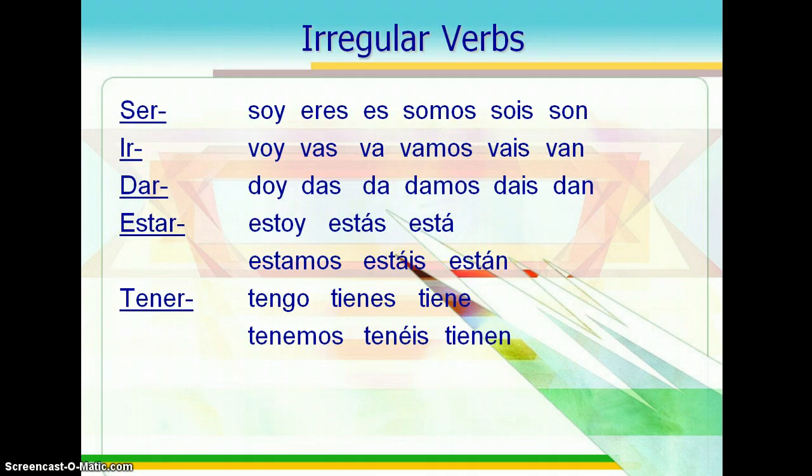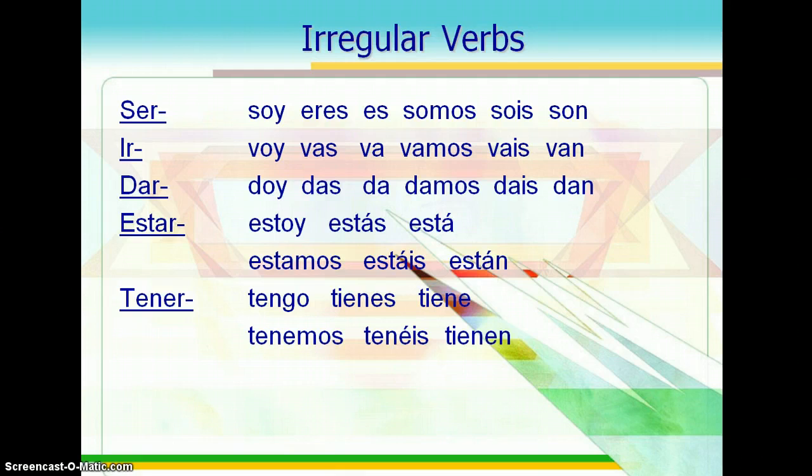Now we're going to move on to irregulars. Here they are. These mean that they don't follow those rules that we just went over. These are the most common and ones that are really important that you remember. So, ser: yo soy, tú eres, él, ella, usted es, nosotros somos, vosotros sois, ellos, ellas, ustedes son. Ir: voy, vas, va, vamos, vais, van. Dar: doy, das, da, damos, dais, dan. Estar: estoy, estás, está, estamos, estáis, están.